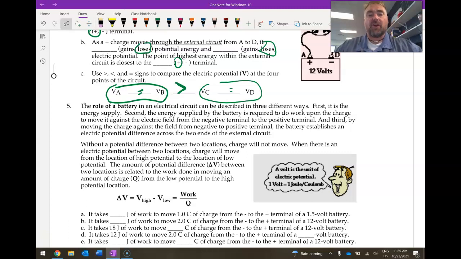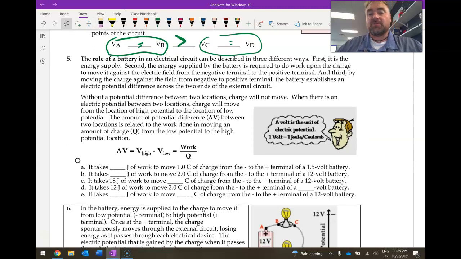Now, the role of the battery in an electric circuit is described in three different ways. It is the energy side. Batteries supply the energy. They don't supply the charges. They supply the energy to get them to move. And again, that energy in the battery will do the work upon the charge to create that electric field. And then third, moving the charge against the field from negative to positive establishes an electric potential difference across the two ends of the external circuit. So electric potential difference is also called voltage.